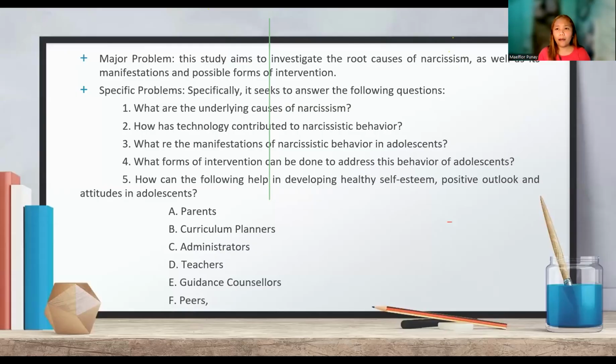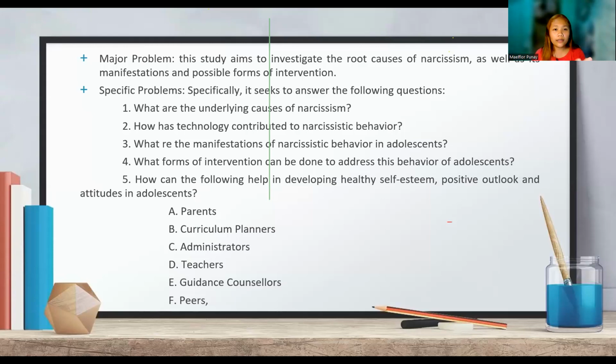So this is also an example of a statement of the problem. This is the major or the general problem. This study aims to investigate the root causes of narcissism as well as its manifestations and possible forms of intervention. In this case, it does not state who the participants of the study are or where the research locale is. We can also put that in the major problem, as I discussed a while ago.